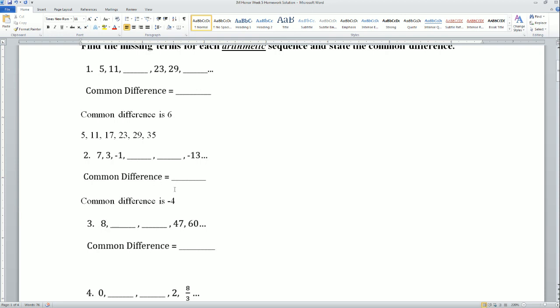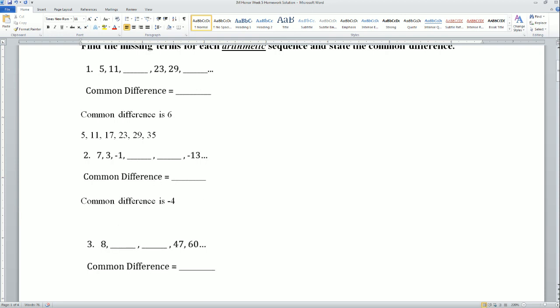So you're going to apply that. The sequence should be 7, subtract 4 should be 3. Good. So it is 7, 3, subtract 4 to get the next term. Negative 1, negative 5, negative 9, and negative 13. Alright, there you go.